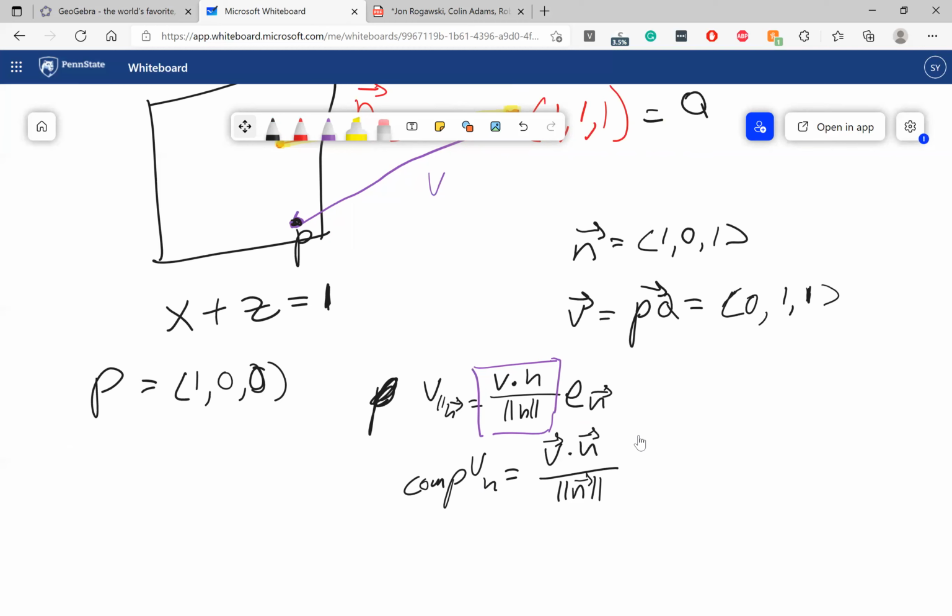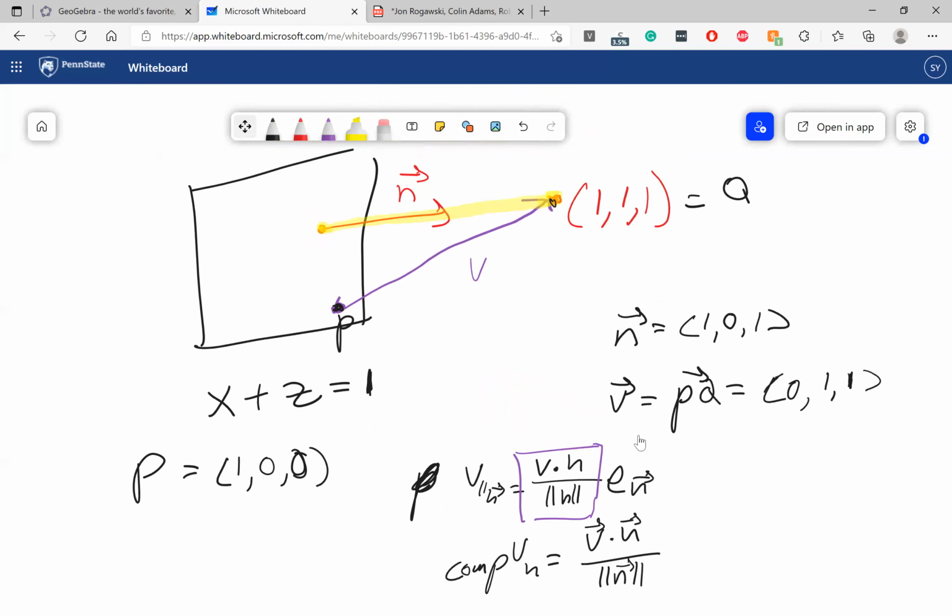And also, once you have that component, try to find the point on the plane. Try to find this point over here. So let's call this point R. Once you have the projection, I would say you need to find the entire projection. Try to find what R is. So what's the point on the plane that's the closest to this point Q?